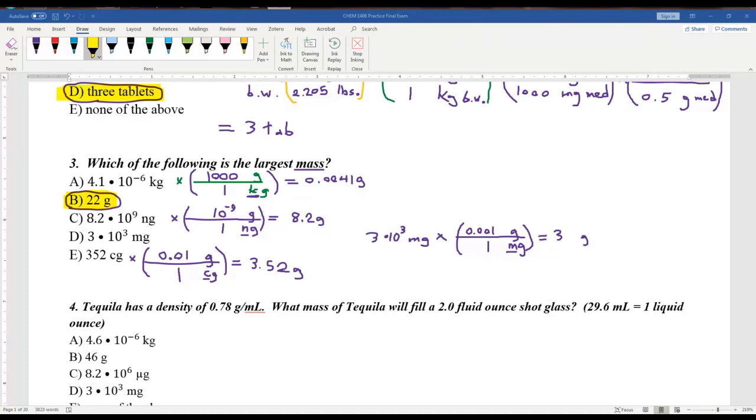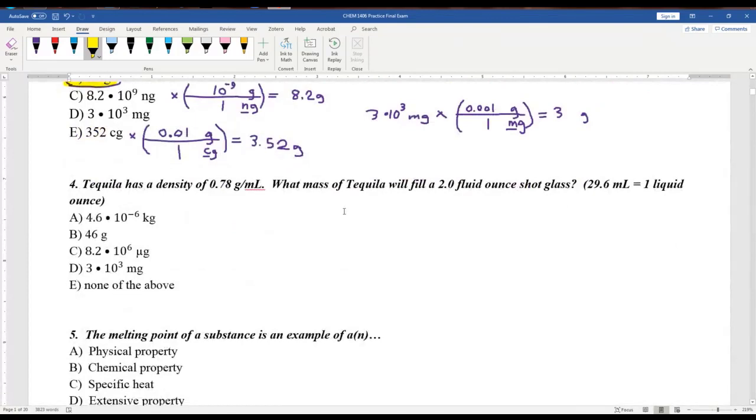What would you like to take a look at next? Do you want to do the conversion problem that uses density in number 4? What do you think? Okay, let's go ahead and take a look at that. So it says tequila has a density of 0.78 grams per milliliter. What mass will fill a 2.0 fluid ounce shot glass? And it gives the relationship 29.6 milliliters is equal to 1 liquid ounce or 1 fluid ounce.